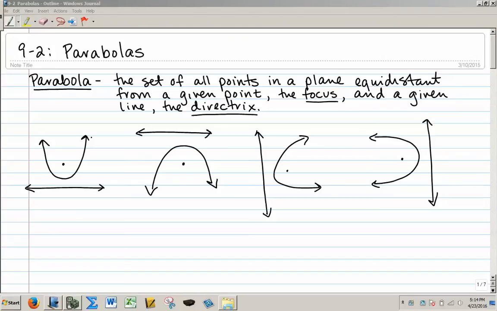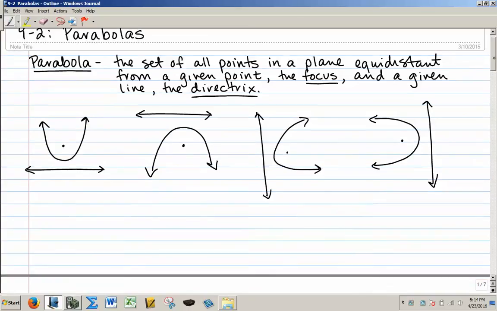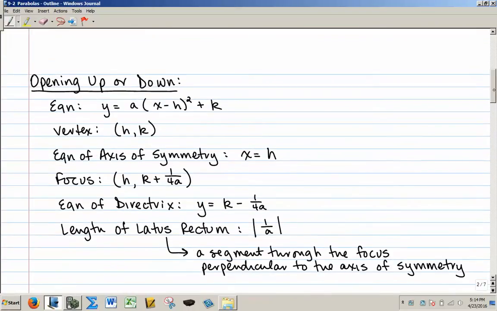A parabola can be opening upward, and the point inside here is the focus, and the line out here is the directrix. A parabola can be opening downward, and again the focus is inside with the directrix above the curve. It can be opening to the right, or it can be opening to the left. For the purpose of this video, we're only going to be focusing on parabolas that open up or down.